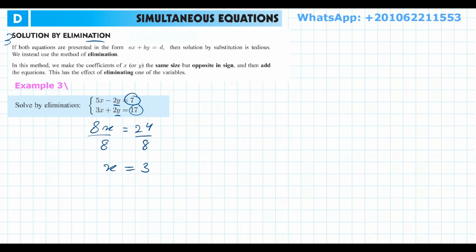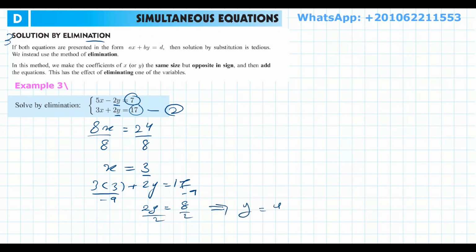Now we found that x equals 3. I'll choose the second equation: 3 times 3, which is the value of x, plus 2y equals 17. Then 3 times 3 equals 9. Subtract 9 from both sides. Then 2y equals 8. Divided by 2, y equals 4. Then the point is (3, 4). Okay, I think it's clear.